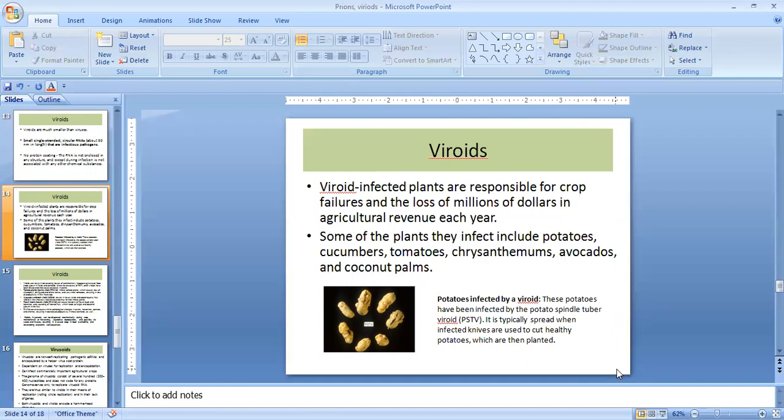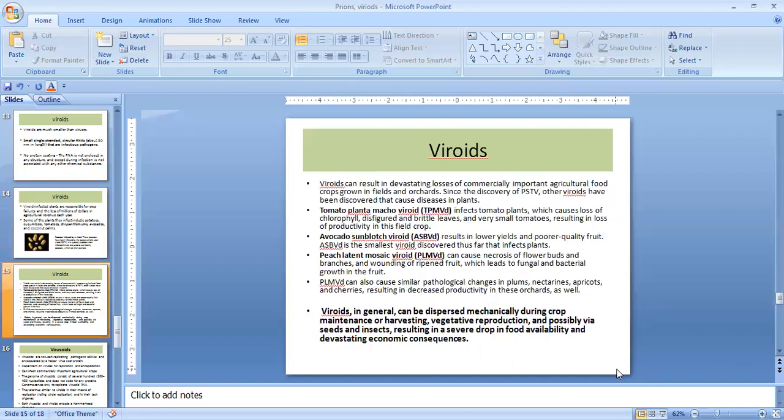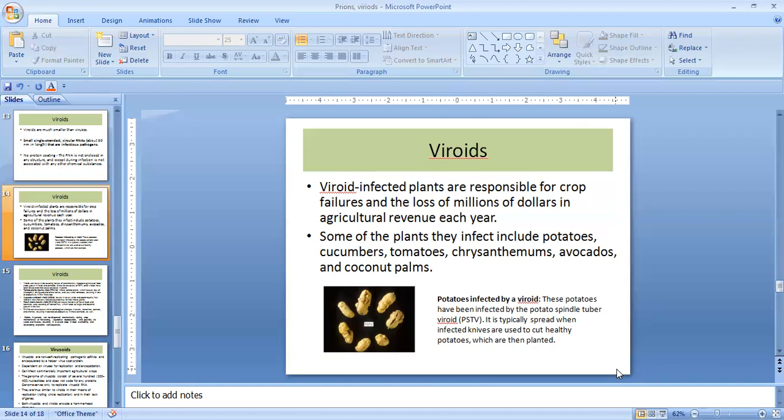So how is this potato spindle tuber viroid spread? Usually, it is spread by using infected knives. We usually use knives for cutting the matured potatoes, isn't it? So when we use infected knives for cutting the healthy potatoes, then the disease gets transmitted into potatoes. So just remember the other plants that get infected with viroids: potatoes, then cucumbers, tomatoes, chrysanthemum, avocado, coconut, palms.